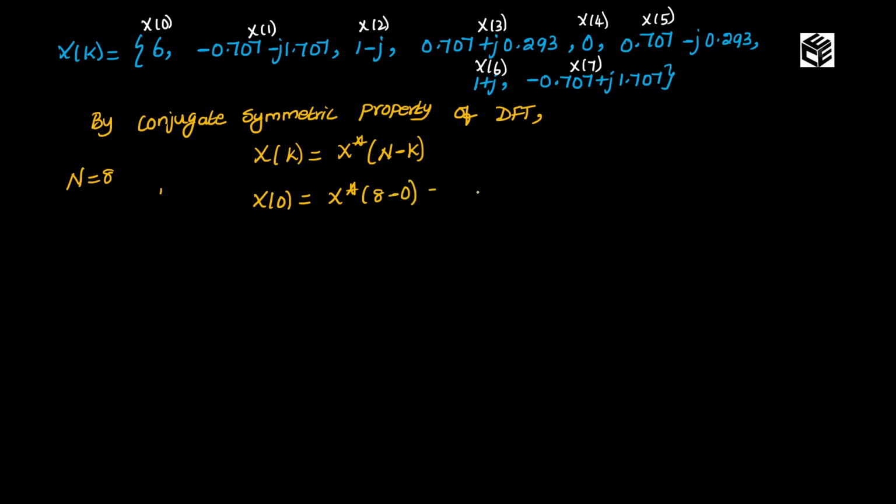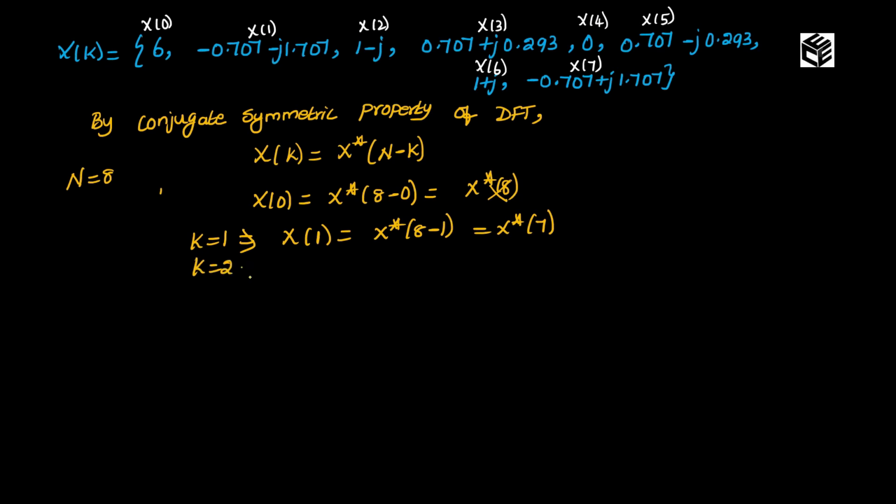8 minus 0, which is equal to x star of 8. We don't have any values such as x of 8, correct? So we can't take this. So we will go for the next value, that is k is equal to 1. So for k is equal to 1, x of 1 is equal to x star of 8 minus 1, which is equal to x star of 7.